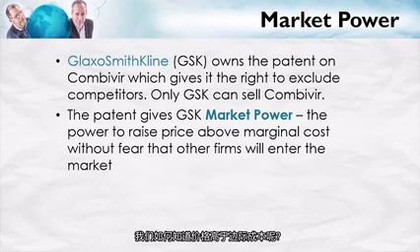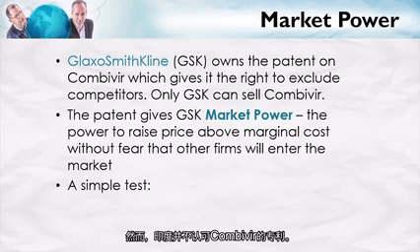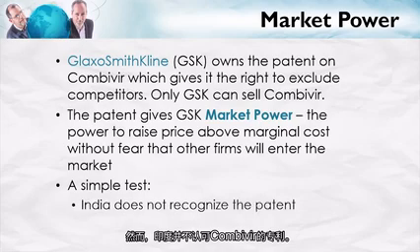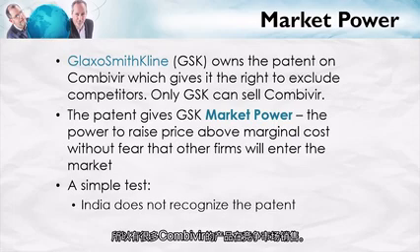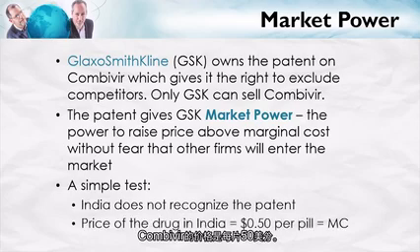Now, how do we know that price is above marginal cost? Here's a simple test. In the United States, Combivir costs around $12 to $13 per pill. India, however, does not recognize the patent on Combivir. So in India, there are many producers of Combivir who sell in a competitive market. As we know, in a competitive market, price will fall to marginal cost. And in India, the price of Combivir is about 50 cents per pill. Thus, in the United States, the price of Combivir is about 25 times higher than the marginal cost.